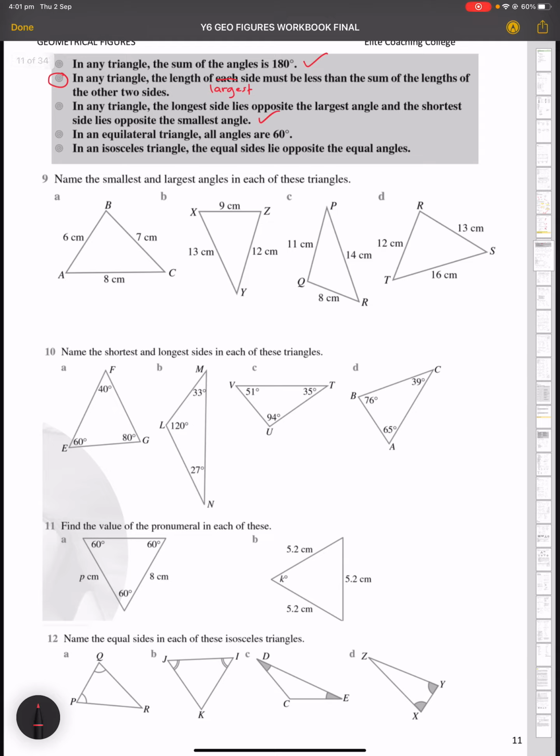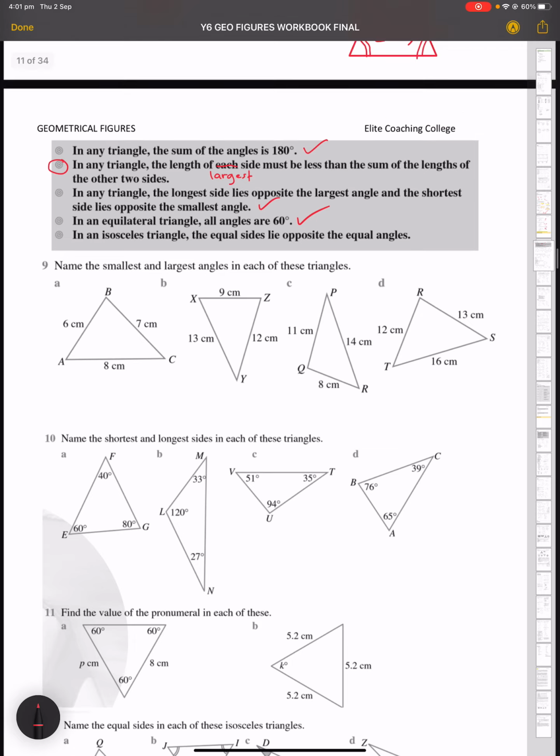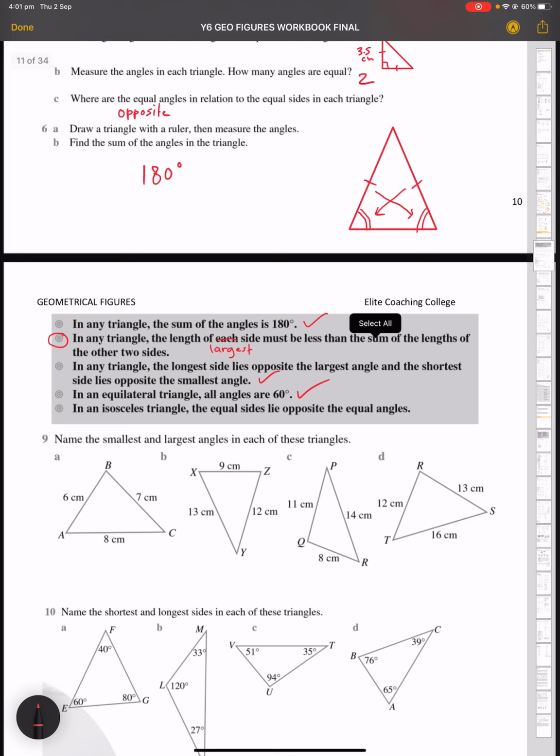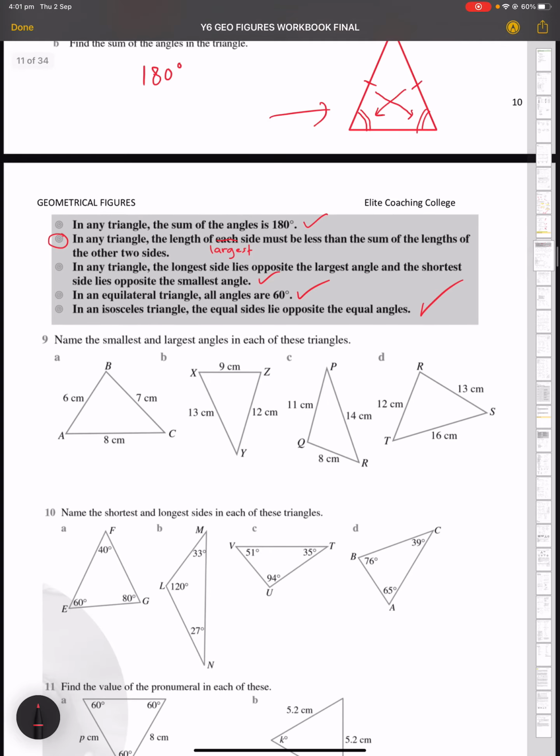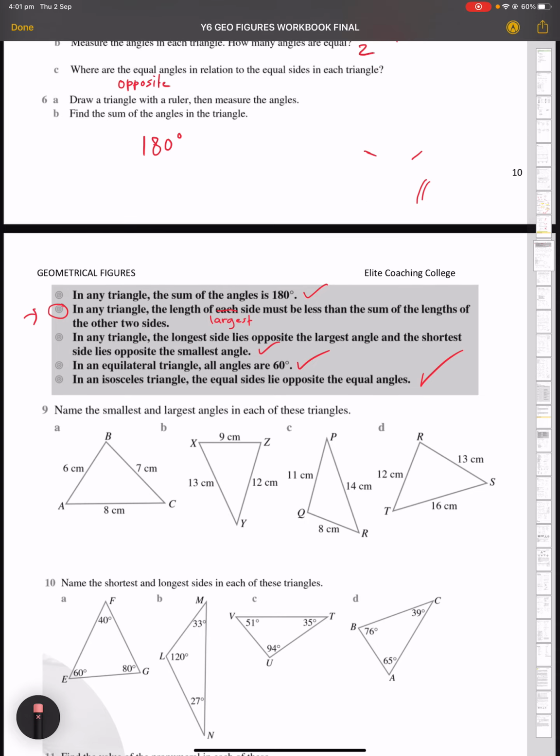Okay, in an equilateral triangle, all angles are 60 degrees. Yes, we know that. In an isosceles triangle, the equal sides lie opposite the equal angles. We just did that one just there. So yes. Okay. Now for the second one, I'm going to have to explain this a little bit, so I'm going to rub this out. Let's put this over here.